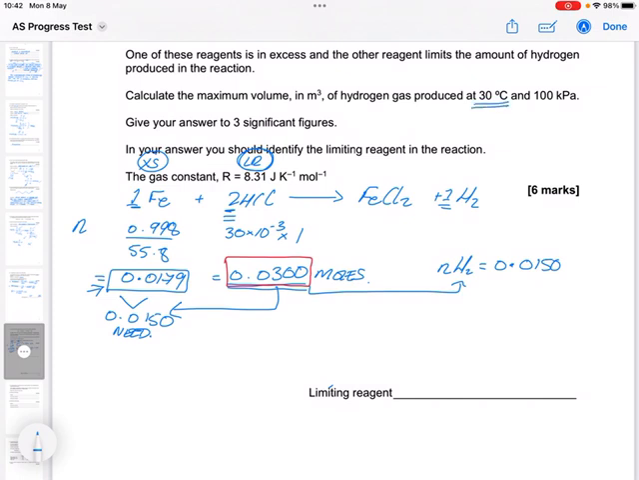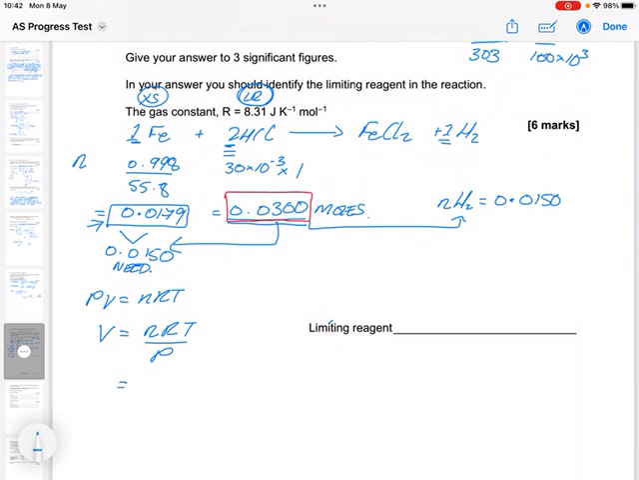Okay, so now I've got that, I've got to go back and look at these. So I've got my temperature here, which is going to be 303. I've got my pressure here, which is going to be 100 times 10 to the 3. Remember, that's going to be in pascals, and the temperature's got to be in Kelvin. So this is a PV equals nRT calculation. PV equals nRT. And we're asked to calculate the volume. So V is nRT over P. So number of moles, I've just worked that out, 0.015 times the gas constant, 8.31 times the temperature, 303, all divided by 100,000.